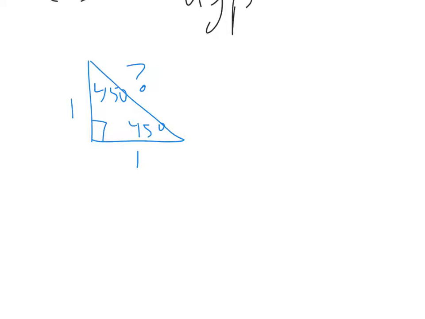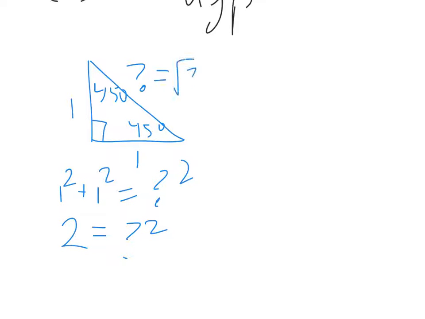We could use the Pythagorean theorem. 1 squared plus 1 squared equals what we're interested in squared. So 2 equals what we're interested in squared, and the hypotenuse would be root 2. So the ratio of the sides of a 45, 45, 90 is 1, 1, root 2. Similarly, let's look at a 30, 60, 90.